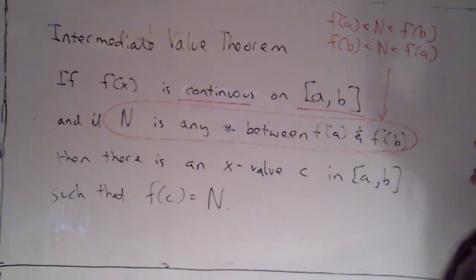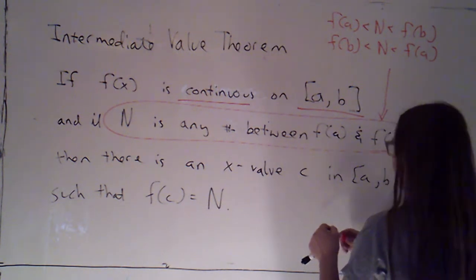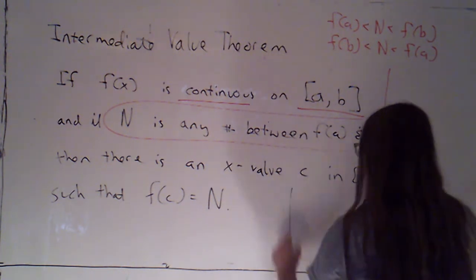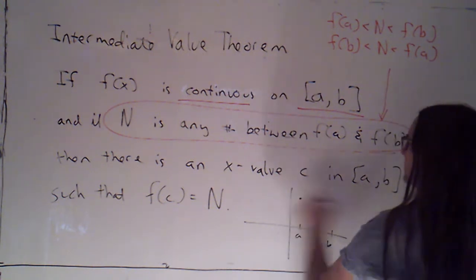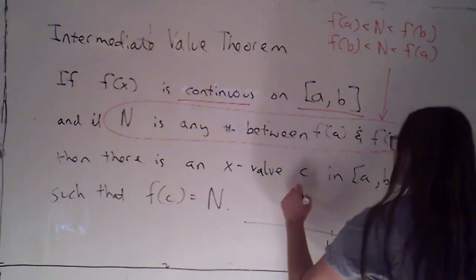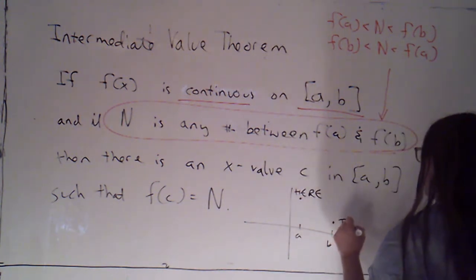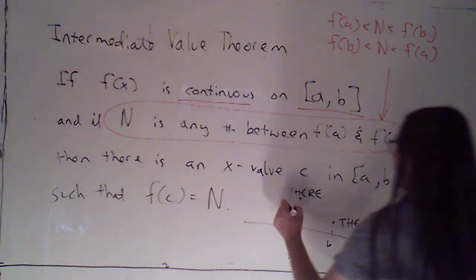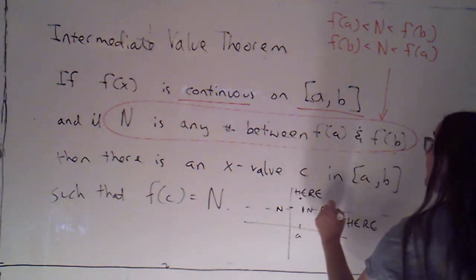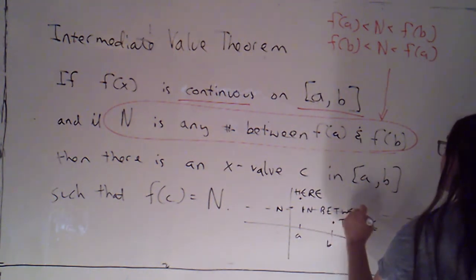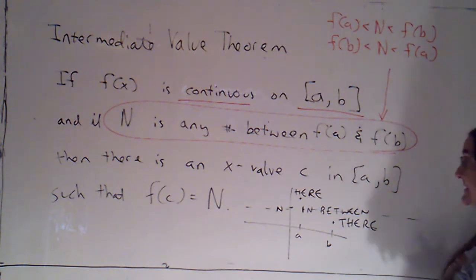So the picture that goes with this, I always kind of like to have a picture, is that if I've got an a and a b, I'll draw this one so that f of a is the bigger one. So that's up here, and f of b is down there, and n is anywhere in between. Now I mentioned very often n is going to actually be 0, so that it's in between a positive and a negative number, but it doesn't have to be.